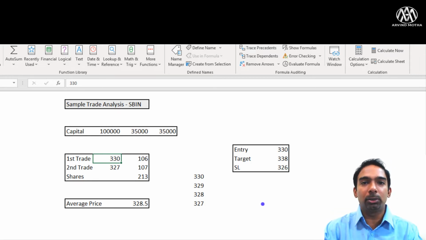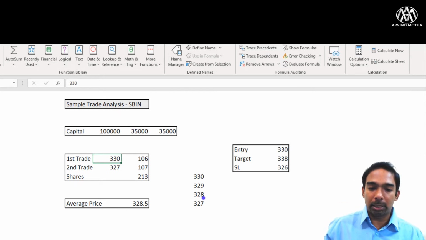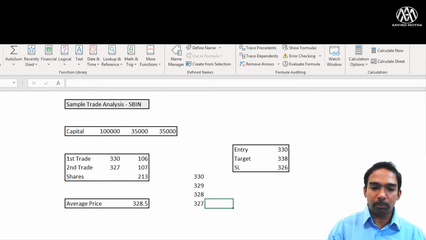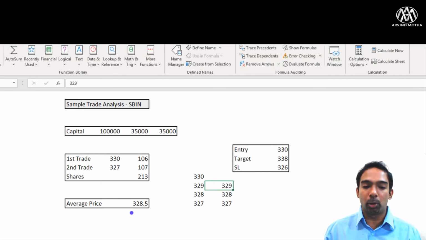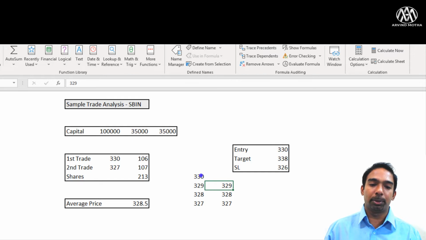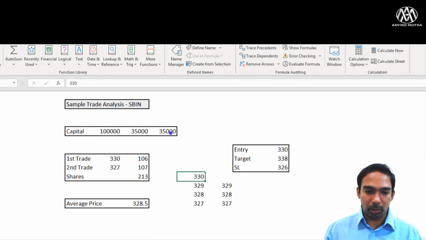What happens here is when you take the second trade at a lower price, your average price falls. The next time SBI Bank comes up to 327, 328, and 329, you're going to be in profit because it's above my average price. If I didn't take the second trade, I would still be in loss because my entry was somewhere here. That is the benefit of averaging. Again, I'm going to invest 35,000 rupees more.